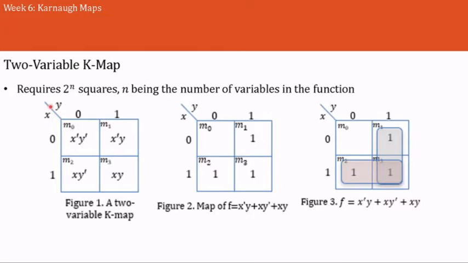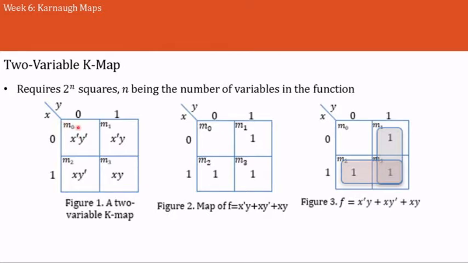So take note of how our variables are placed on our map. If you can see here, we have x with 2 values. So what are the values of x? We have 0 and 1. It is the same with y, wherein y has 2 values. We have 0 and 1.